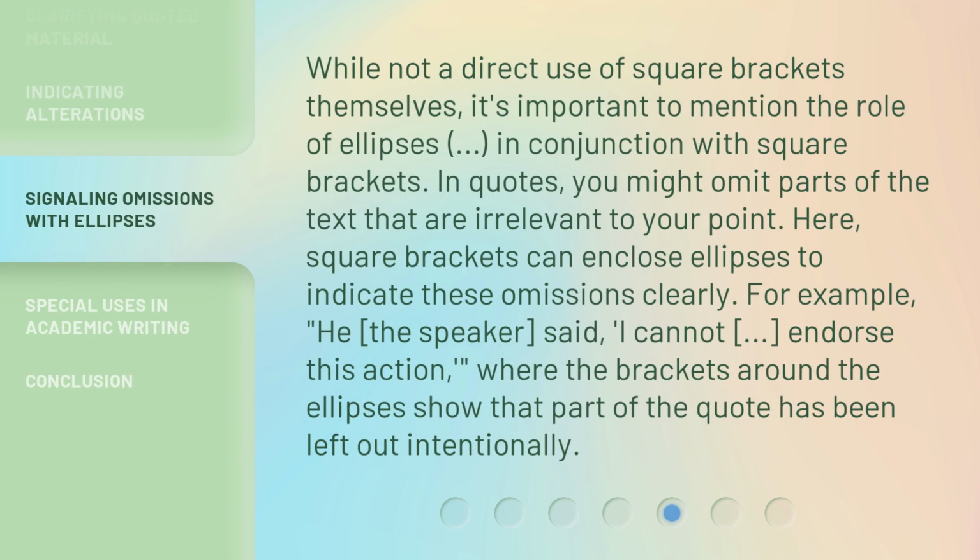While not a direct use of square brackets themselves, it's important to mention the role of ellipses in conjunction with square brackets. In quotes, you might omit parts of the text that are not relevant to your point. Here, square brackets can enclose ellipses to indicate these omissions clearly. For example, he, the speaker, said, "I cannot endorse [...] this action," where the brackets around the ellipses show that part of the quote has been left out intentionally.